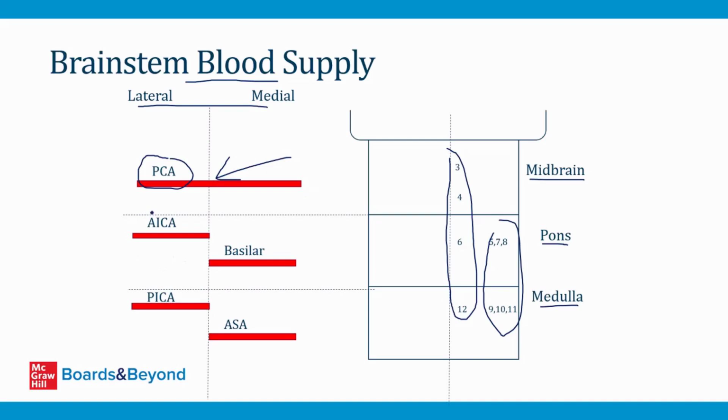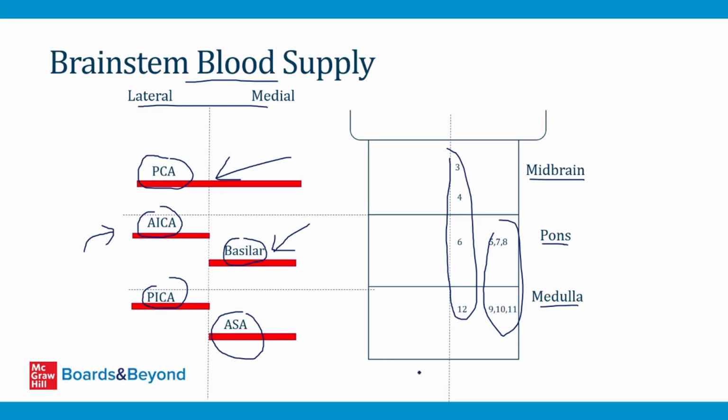In the pons, the lateral blood supply is through the AICA and the medial blood supply is through branches of the basilar artery. So here, when you localize a lesion to the pons, if it's medial, then it could be caused by a stroke involving branches of the basilar artery. A lateral pons lesion is going to be related to the AICA. And then down here, we've got the medulla. The lateral portion is supplied by the PICA, the medial portion by the anterior spinal artery.